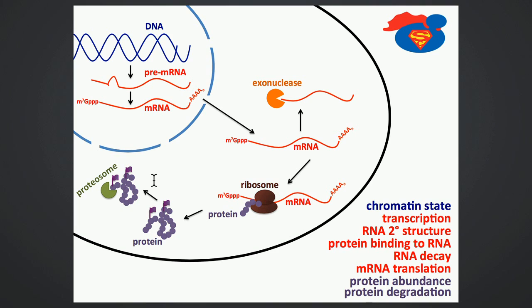My goal, therefore, has been to use the awesome power of yeast genetics to look at 8 different molecular phenotypes, which I've listed in the bottom corner there, and examine everything from how cis-regulatory variation is affecting chromatin structure, so that's sort of the cradle of my title, all the way through protein degradation, which is the grave of my title.